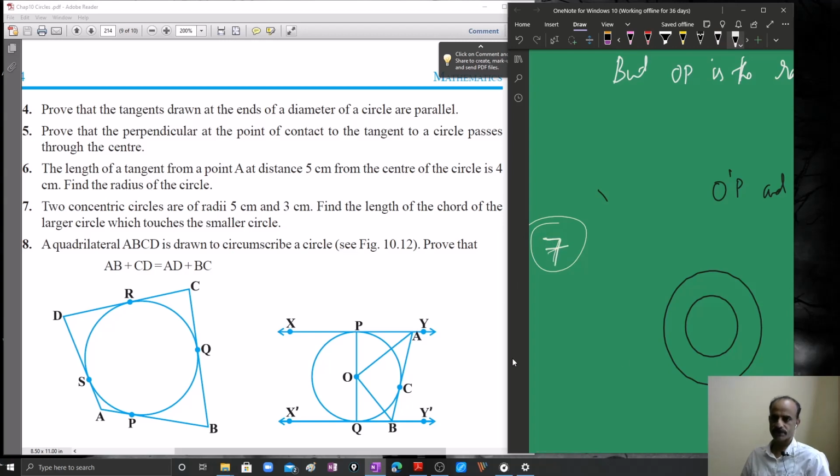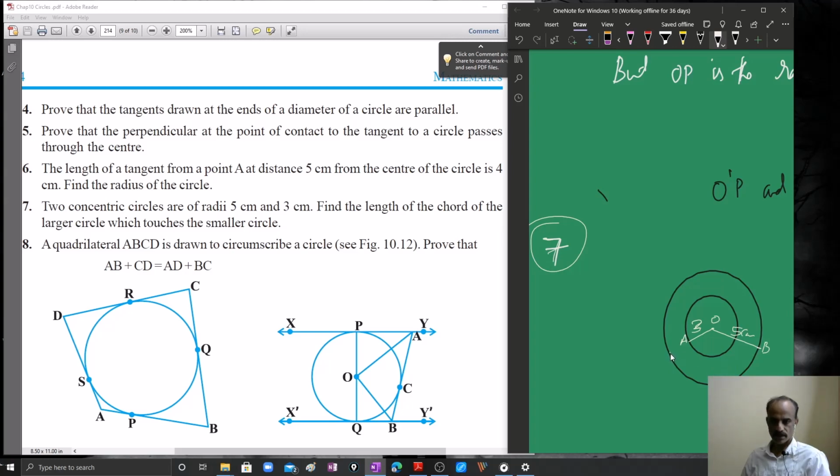Question number 7. Two concentric circles of radii. The first one, the radius is 3 centimeters, and the second one, OA and OB, the radii are 5 centimeters. Find the length of the chord of the larger circle that touches the smaller.